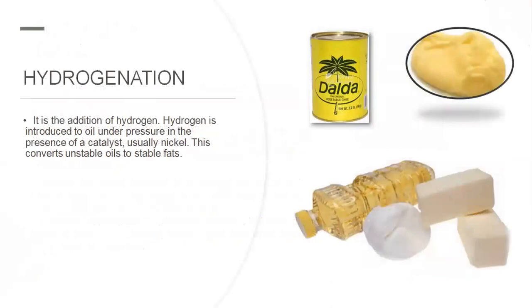Now we'll move to the term known as hydrogenation. So what do we mean by hydrogenation? It is the addition of hydrogen. Hydrogen is introduced to liquid oil. Oil is liquid at room temperature. So hydrogen is introduced to oil under pressure in the presence of a catalyst, usually nickel. This converts the unstable oil to stable fat. So the liquid oil turns into solid fat. That is known as hydrogenation.